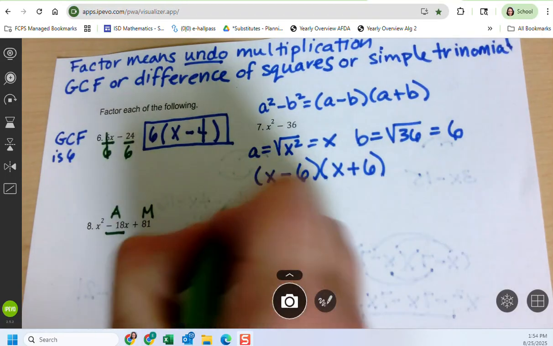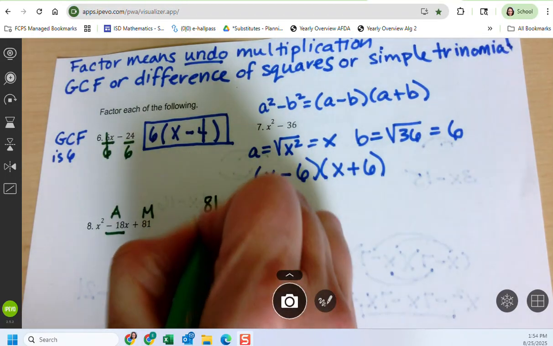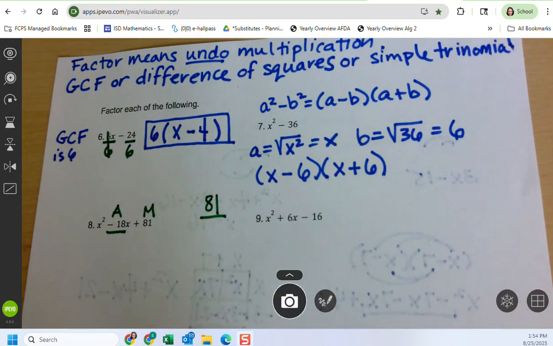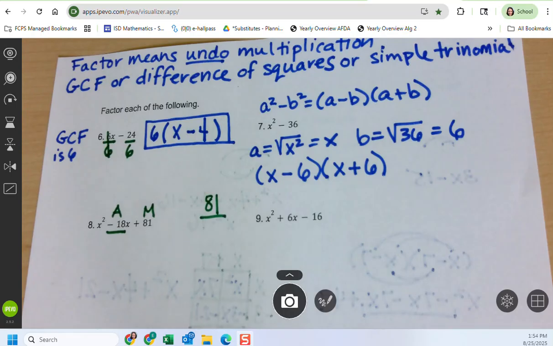So when I'm looking for numbers to multiply to 81, I usually make a list. You guys think it's any cooler outside? Let's try it. We'll see if it helps. You tell me, okay? All right.